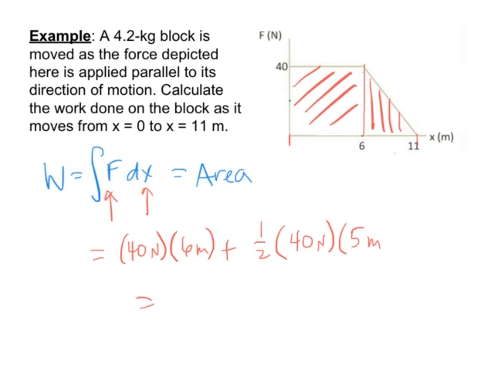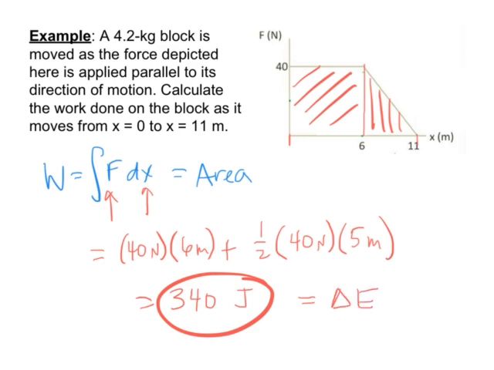So putting that all together, we end up with 340 newtons times meters. Again, that is a joule. That is the amount of work that is being done as this object moves from 0 to 11 meters with this changing force. Again, what we'll use that information for is this will be set equal to the change in the object's energy. So it'll allow us to use the same sorts of ideas we did with conservation of energy, but having this additional amount added in.